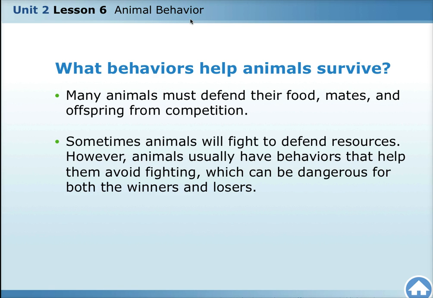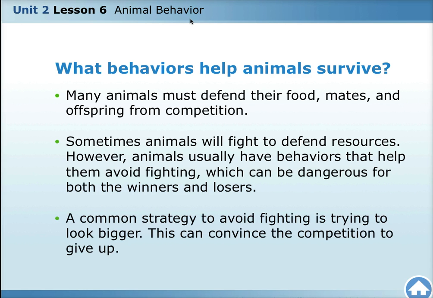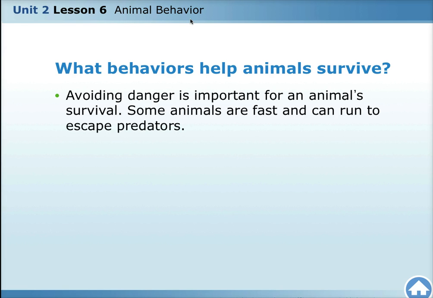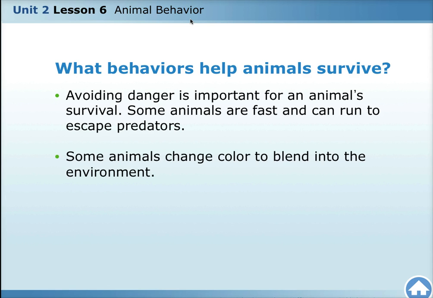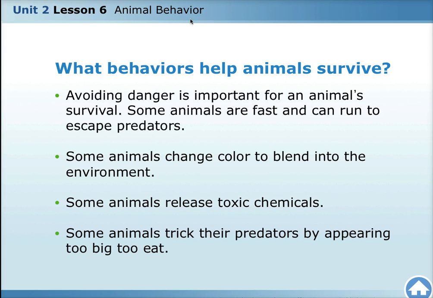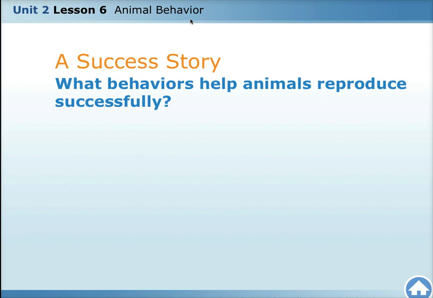However, animals usually have behaviors that help them avoid fighting, which can be dangerous for both the winners and the losers. A common strategy to avoid the fighting is trying to look bigger. This can convince the competition to give up. Avoiding danger is important for an animal's survival. Some animals are fast and can run to escape predators. Some animals change color to blend into the environment. Some animals release toxic chemicals. Some animals trick their predators by appearing too big to eat.